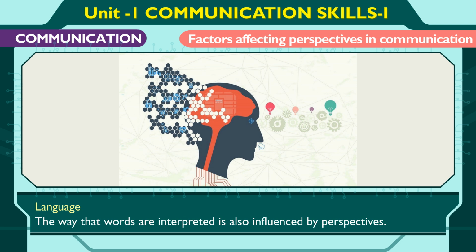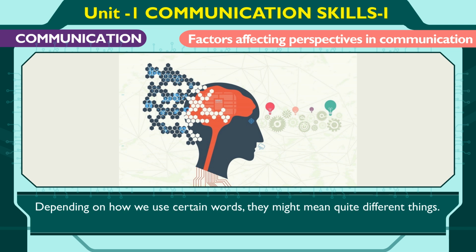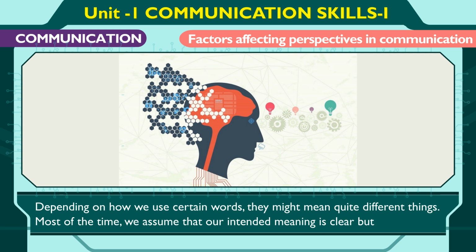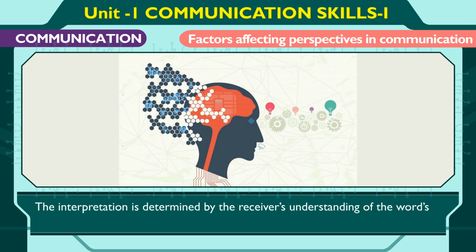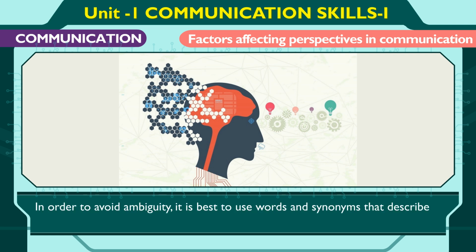Language. The way that words are interpreted is also influenced by perspectives. Depending on how we use certain words, they might mean quite different things. Most of the time, we assume that our intended meaning is clear, but we cannot always be certain that other people will interpret or hear our comments in the same manner. The interpretation is determined by the receiver's understanding of the word's meaning or connotation. In order to avoid ambiguity, it is best to use words and synonyms that describe exactly the same feeling or idea.